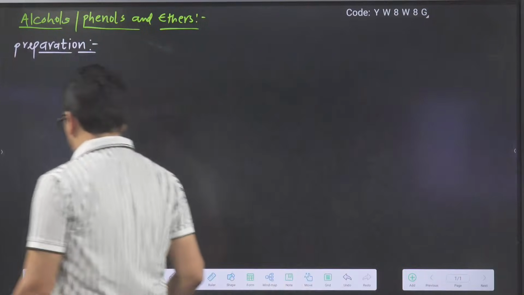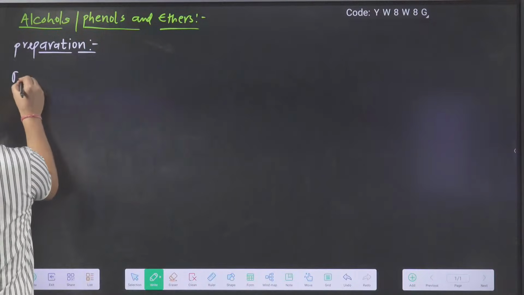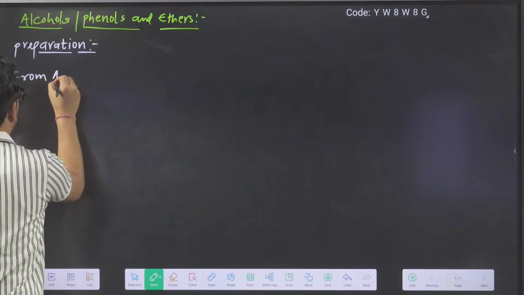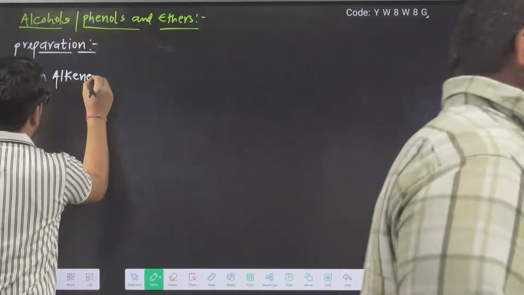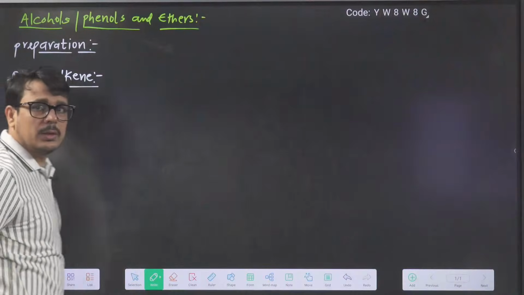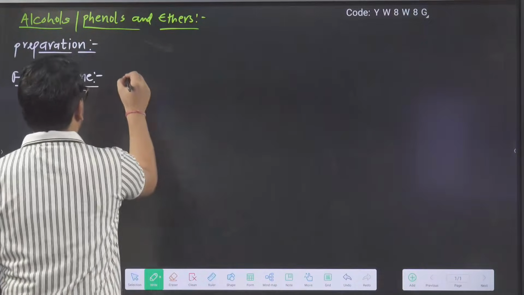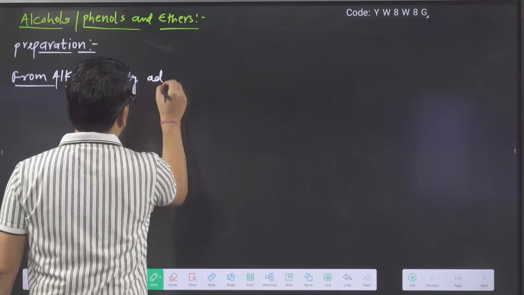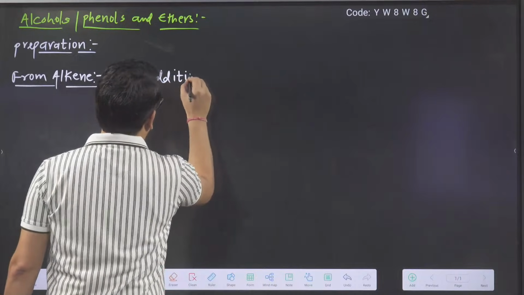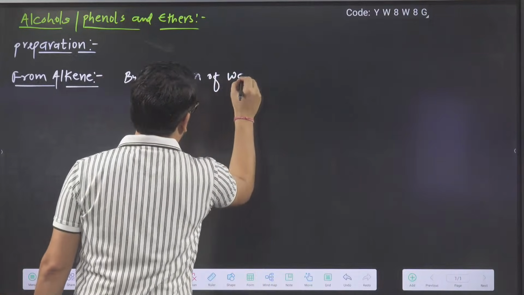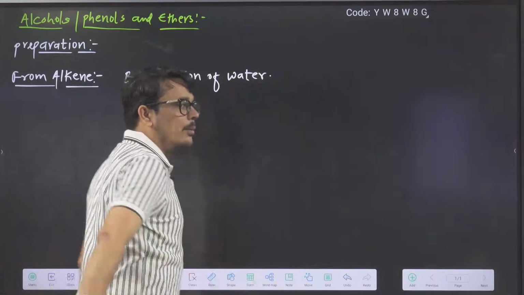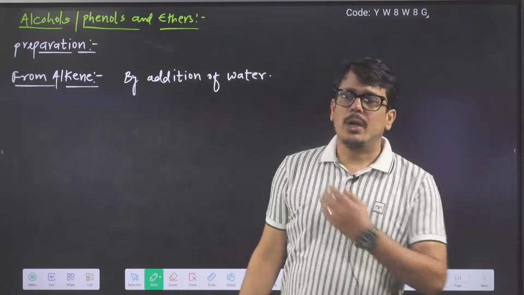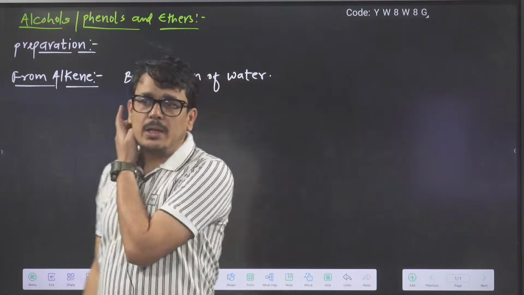So now, first is preparation from alkene, by addition of water. Water can be added on alkene in two ways.